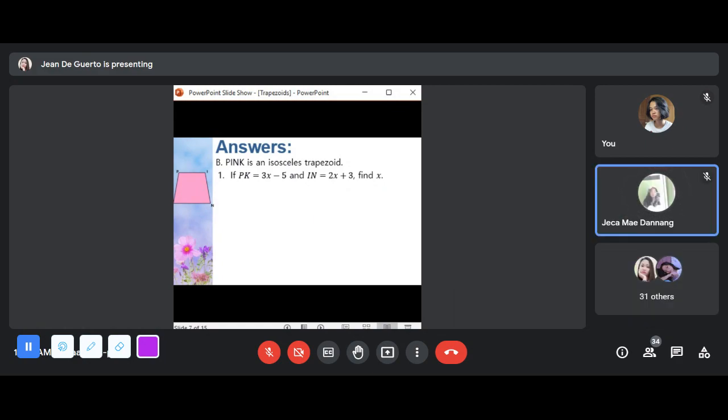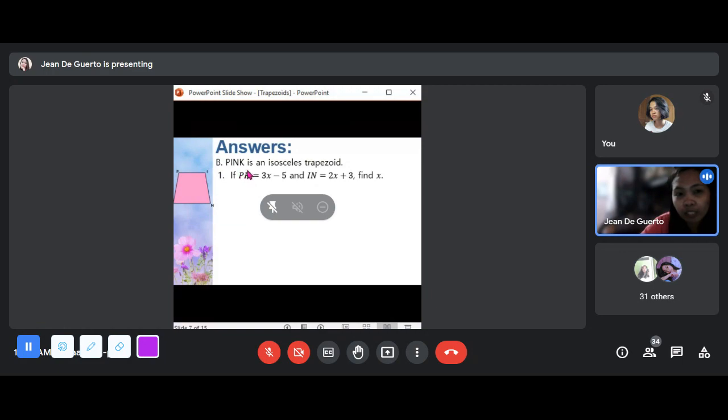The legs, ma'am. Okay, they are the legs. Since it is an isosceles trapezoid and they are the legs, that means they are equal. Take note, the line segment sign is gone here. The symbol, the line above PK, has been removed because we are already dealing with the measurement. So if we are talking about measurement, you no longer need to write or draw the line segment symbol.